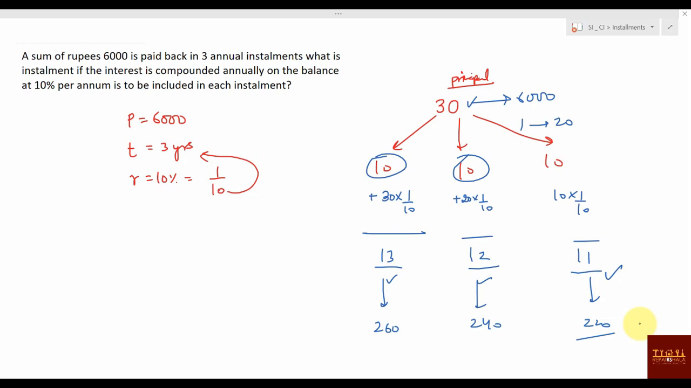For the remaining amount, your principal was 30, right? Based on your principal, without calculating any interest, you would be paying 10, 10, 10, 3 equal installments. But what they are telling is, your compound interest you have to find on the balance amount.